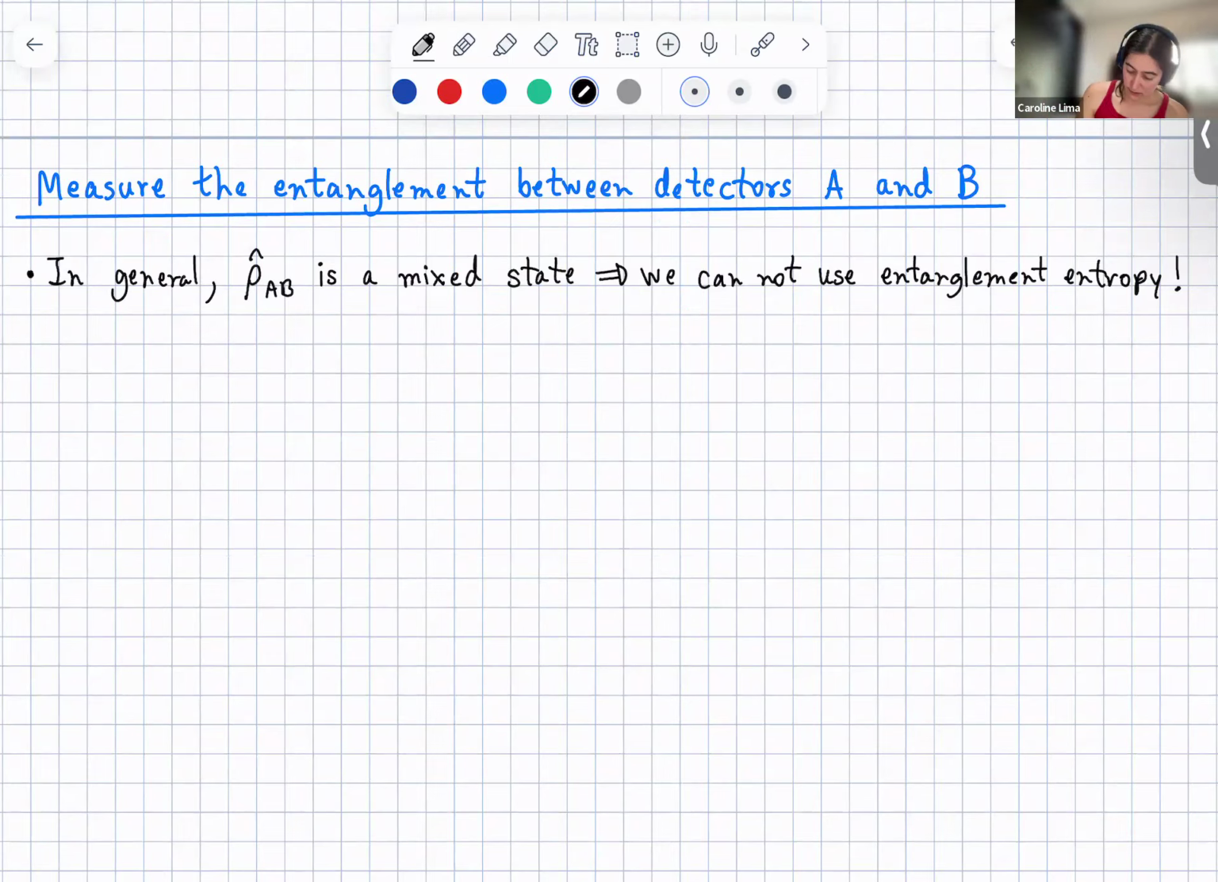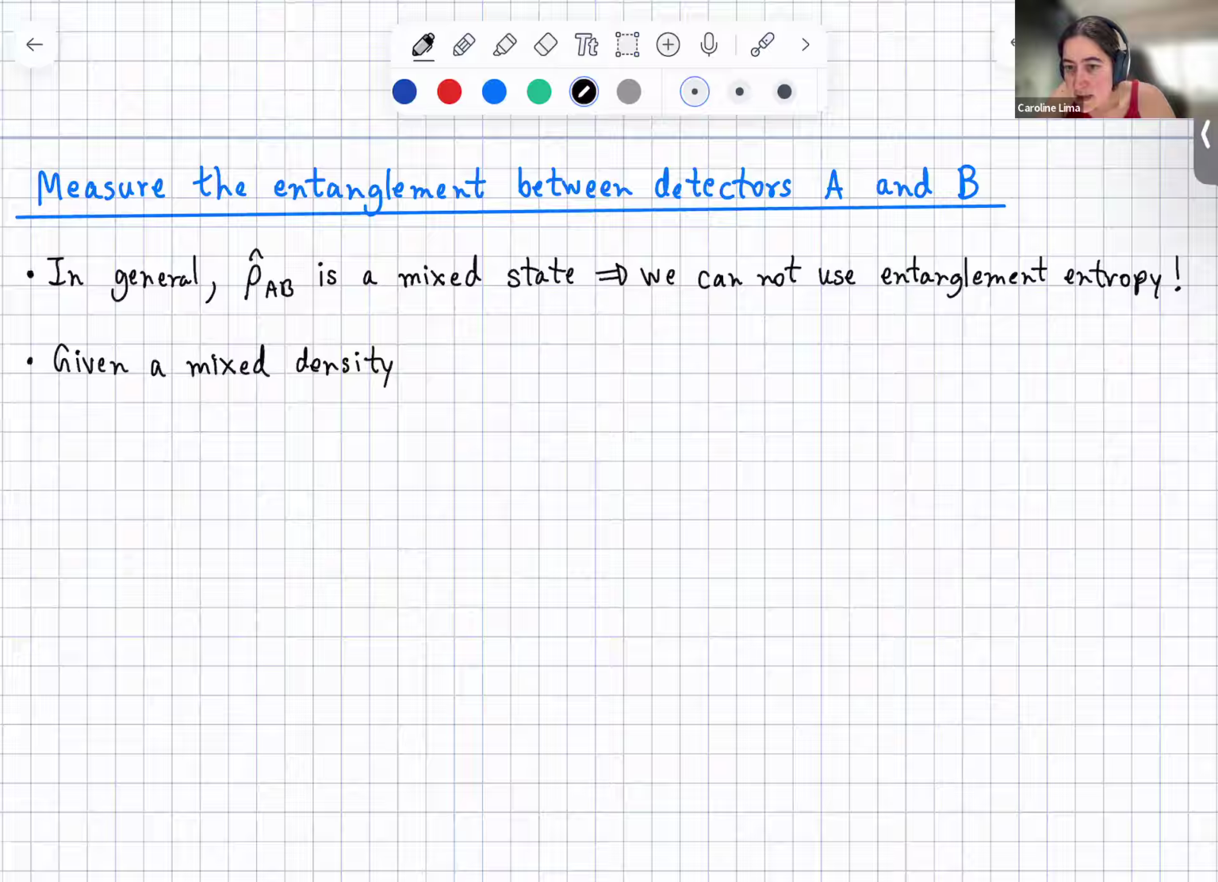really, really hard. So given some mixed density matrix, there's a question. Yes, exactly. Let's see the questions just a second.